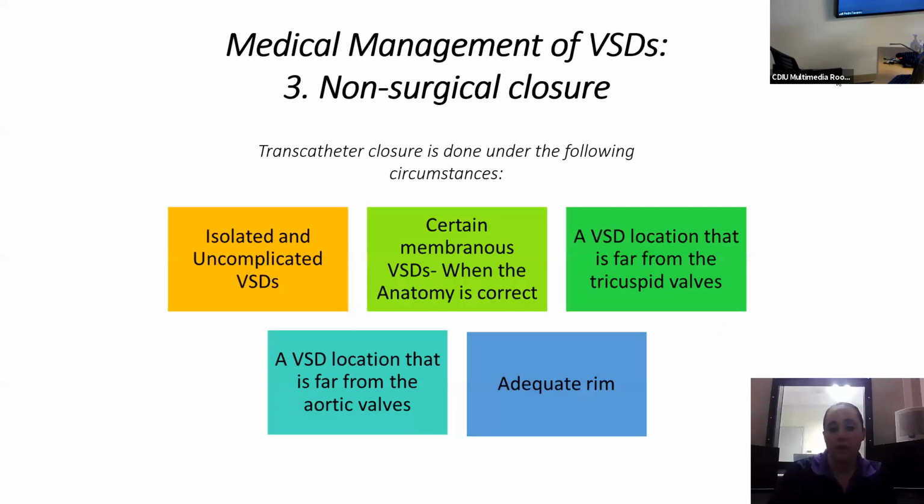The third option for medical management includes the non-surgical closure of the VSD. In these cases, transcatheter closure is done under the following circumstances: where there is an isolated and uncomplicated VSD, certain membranous VSDs where the anatomy is correct, a VSD location that is far from the tricuspid valve, a VSD location that is far from the aortic valve, and where there is adequate anatomical rim.